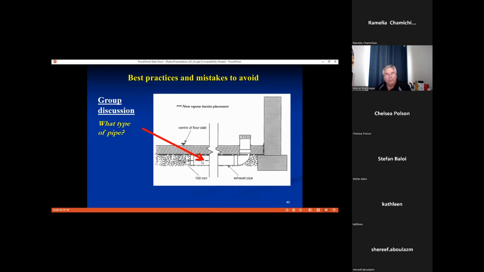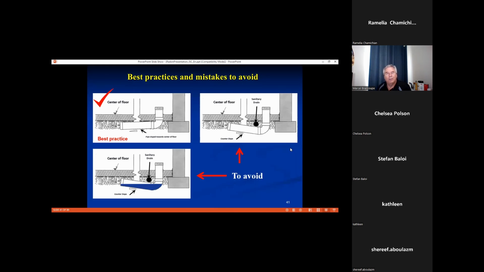Again, here in the codes, we don't actually see what kind of pipe it is. It could be a solid pipe, as long as the end of the pipe is not a cap. It's a rodent screen. So here again, we talk about best practices. When we're installing that pipe to the center of the floor, we want to make sure that we have a downward slope. Why do we suggest the downward slope?